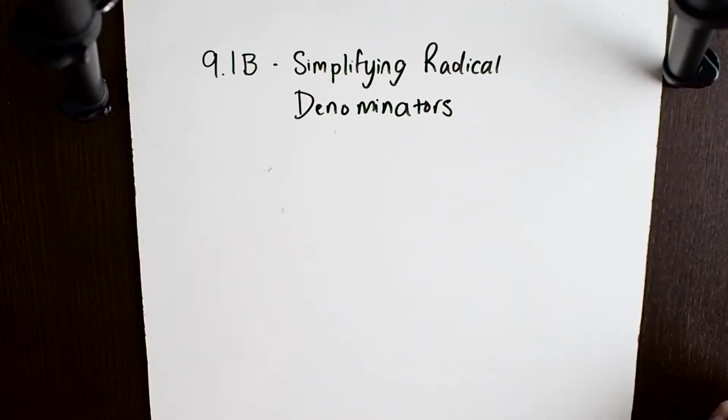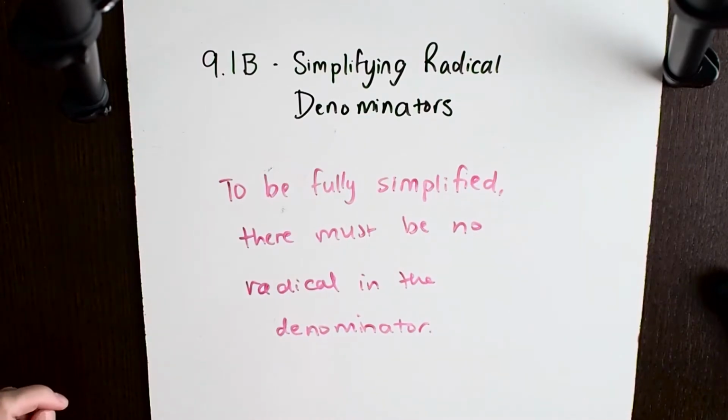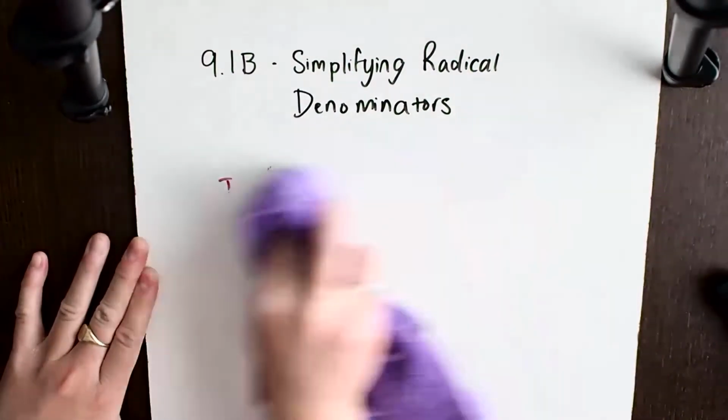It's time to talk about the last condition for a fully simplified radical. For a radical to be entirely simplified, and I know we talked about the first two conditions yesterday, there must be no radical in the denominator. Today we're only going to be talking about simplifying square root radicals.